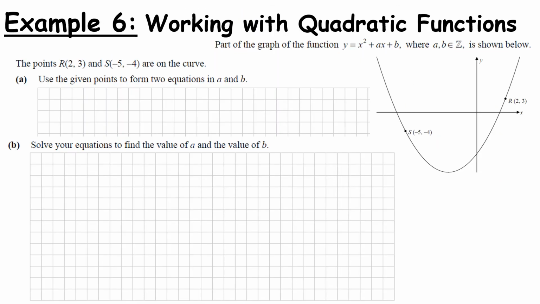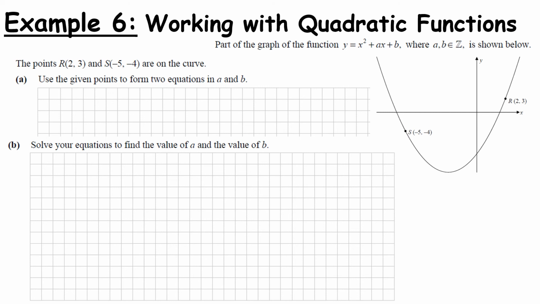Now let's look at an example where we're still working with the quadratic function, but in a slightly more challenging way. Part of the graph of the function y equals x squared plus ax plus b, where a and b are elements of Z, which stands for our integers, meaning positive or negative whole numbers, is shown below. The points R and S are on the curve. Use the given points to form two equations in a and b.